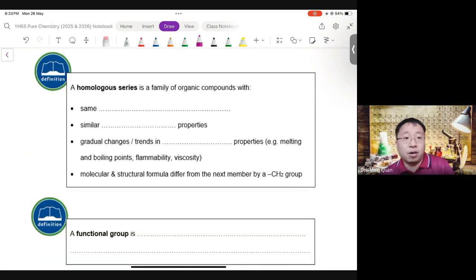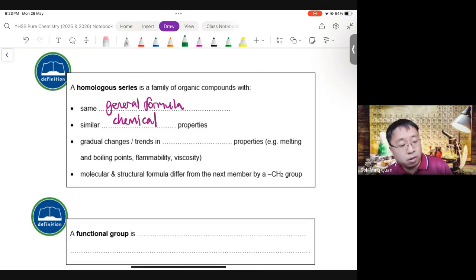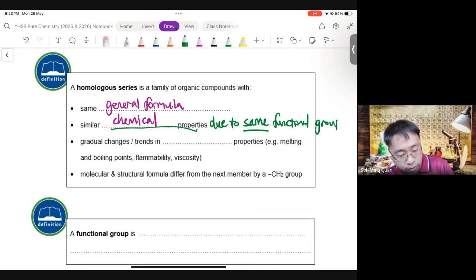Okay, next, we talk about family a lot. The family is called homologous series. So homologous series is a family of organic compounds with the same general formula, similar chemical properties. That means they will react the same way. So all alkenes react similarly, they undergo similar reactions. But what is this due to? It is due to the same functional group. So we'll go through what a functional group is.